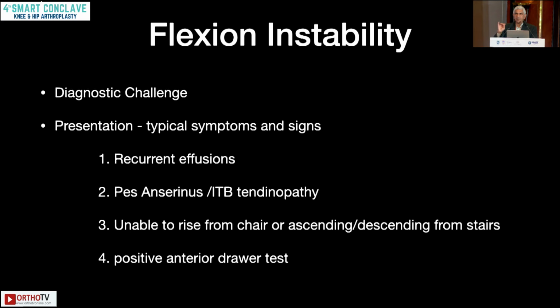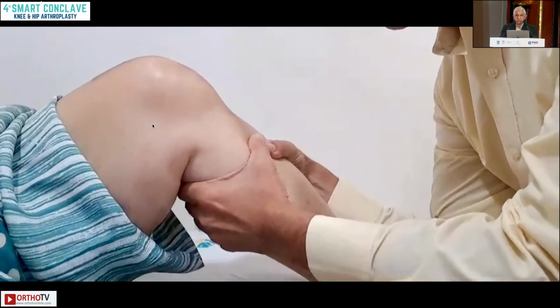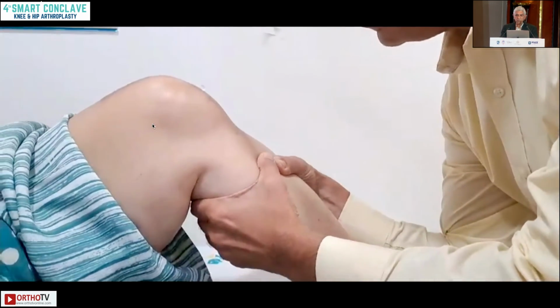Diagnosis is always a challenge. If it's a frank one, then you can make it, but there's always a challenge when it's a very subtle problem. The patient may present to you with recurrent effusions. They may say that there is something loose inside. They may, of course, give a history that they are unable to rise from the chair or descend or ascend the stairs. There is always a posterior and anterior drawer test. So here you can see that there is a posterior drawer, and if it is more than 1 centimeter, it is quite confirmatory of flexion instability.